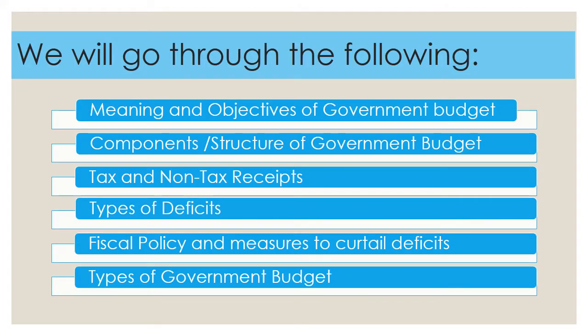We will go through the following: meaning and objectives of government budget, components and structure of government budget, tax and non-tax receipts and the types of taxes, types of deficits, fiscal policy and measures to curtail deficits, and types of government budget.